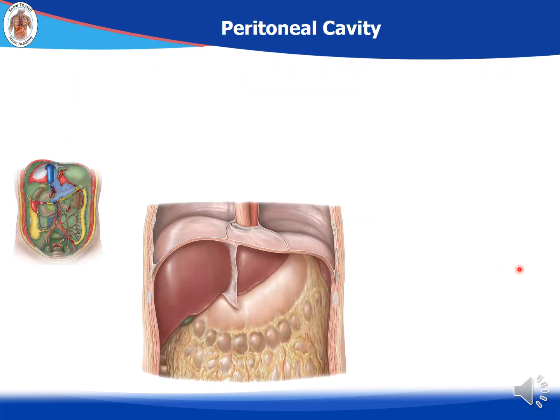The peritoneal cavity has several spaces, divided into several spaces for clinical purposes. All the spaces are continuous, but because of the variation of dependency, if abnormal fluid collects in the peritoneal cavity, that goes to the different spaces. That's why these spaces are clinically important.